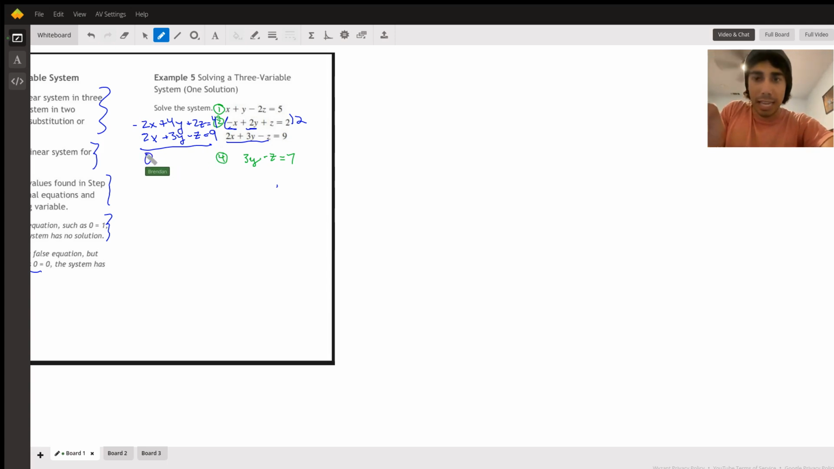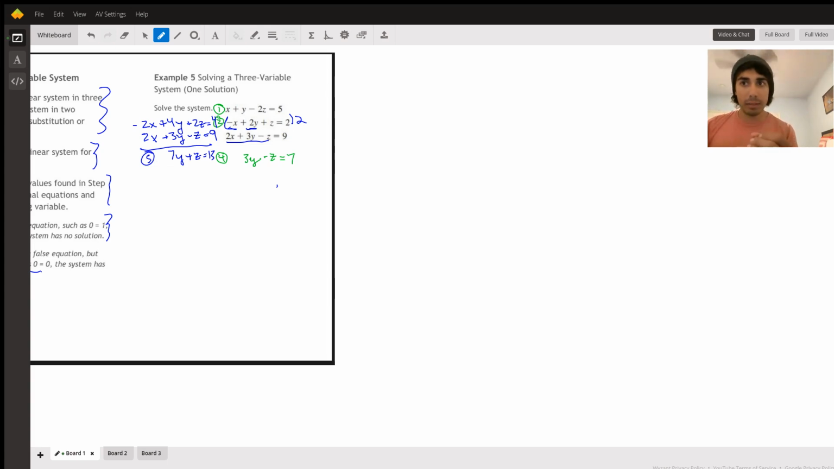So these guys cancel out. That's a 0. 4y plus 3y is 7y. 2z minus z is just 1z. And then 4 plus 9 is 13. All right, we can drop that 0. That's not doing anything. And I can call that my equation number 5.